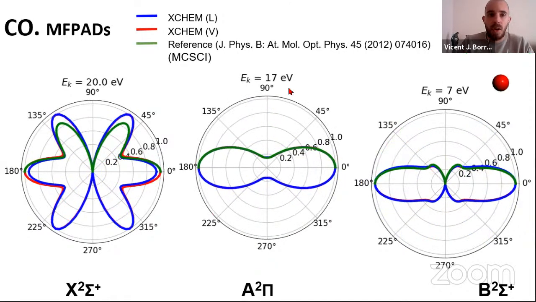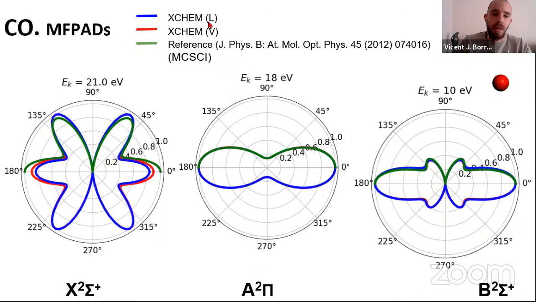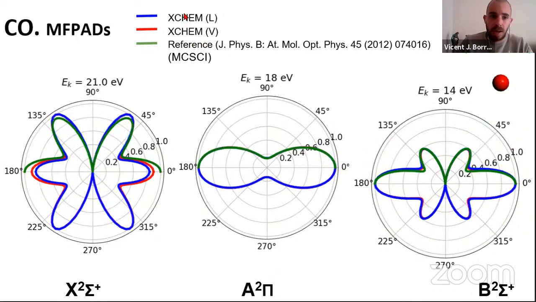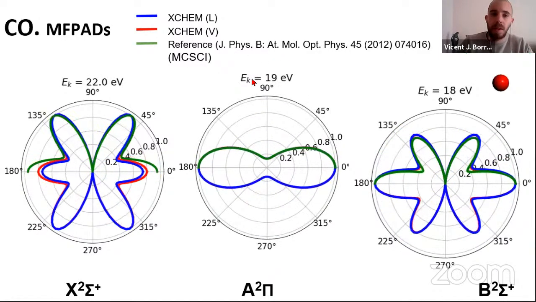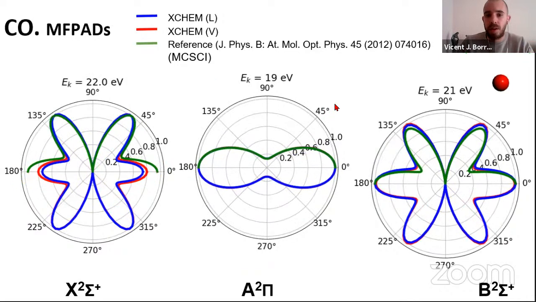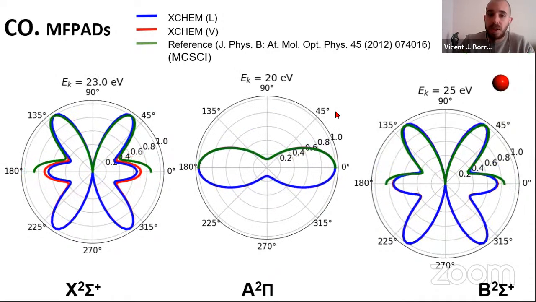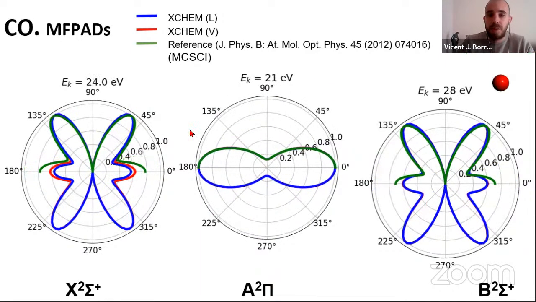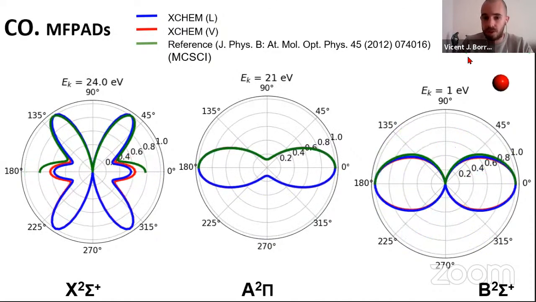And we can see different things. On one hand, we see that the HChem code has a very good gauge invariance. The velocity and length gauge results are almost identical. We also see how our results are really close to the results obtained in this paper by Lucchese. The method they were using is the multi-channel Schwinger configuration interaction method, which is a really accurate method. So we can say that the HChem code is able to reproduce the same results as this method. And we also see how the MF PAD, the direction of the photoelectron, is changing with the kinetic energy of the photoelectron.